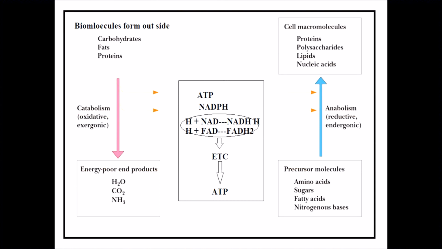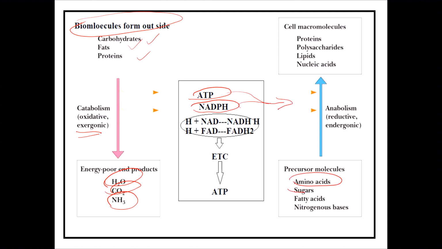Now, what happens in the body? Biomolecules from outside, say for example carbohydrate, fat and protein, are catabolized. Oxidative reactions, exergonic reactions are there, energy is released, and then they are converted into carbon dioxide, water, and if it's coming from amino acid or protein, then ammonia. Then what happens in the middle? They release energy in the form of ATP. They release NADPH. These are required for the synthetic processes. So smaller molecules, amino acids, sugars, nitrogenous bases, combine together in the reductive mechanism, endergonic reactions, where they need energy, anabolic process, and then they synthesize protein, polysaccharide like glycogen, lipids, and nucleic acid in our body.